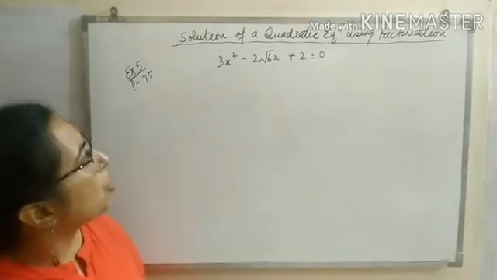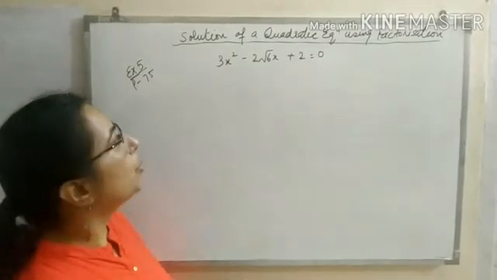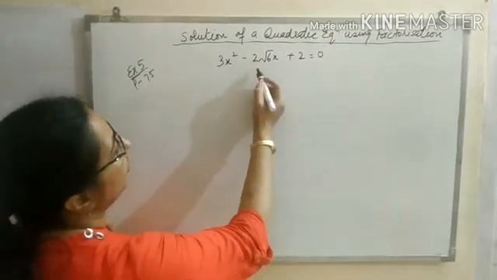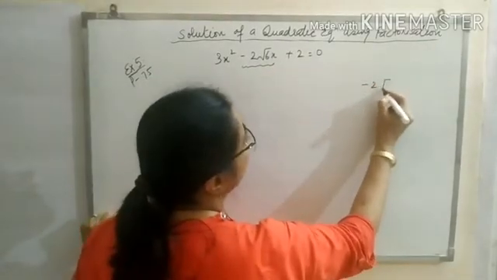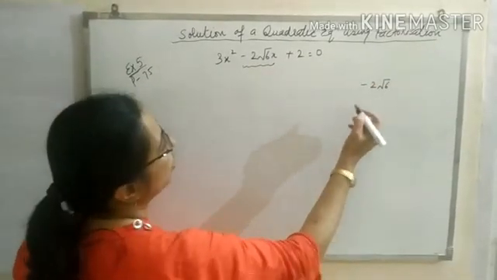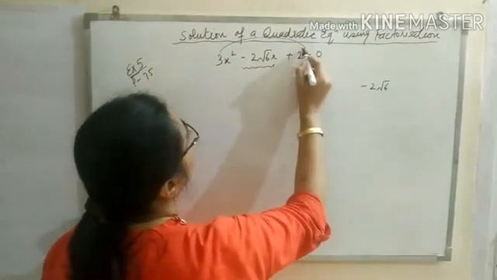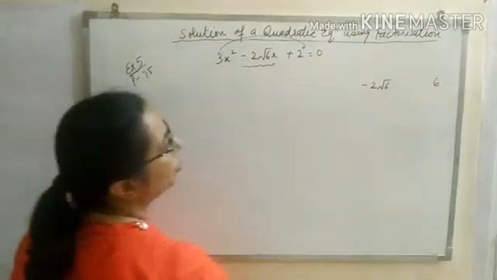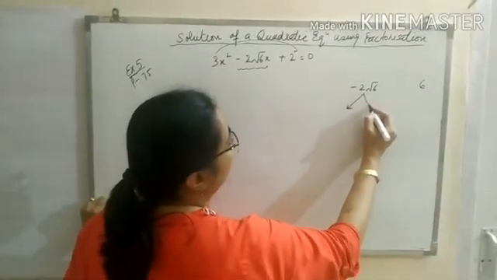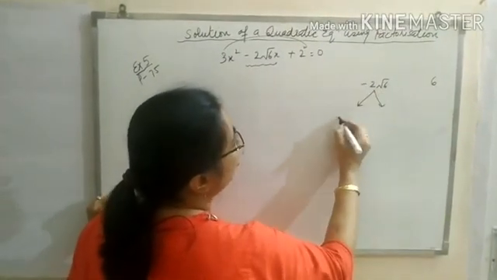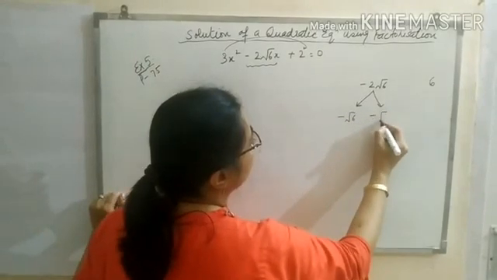3x square minus 2 root 6 x plus 2 equal to 0. Again by splitting the middle term. So now we are having this middle term minus 2 root 6. The sum of the two factors should be minus 2 root 6 and product should be 6. Now how can I get this? The 2 factors which give me minus 2 root 6 are minus root 6 and minus root 6.